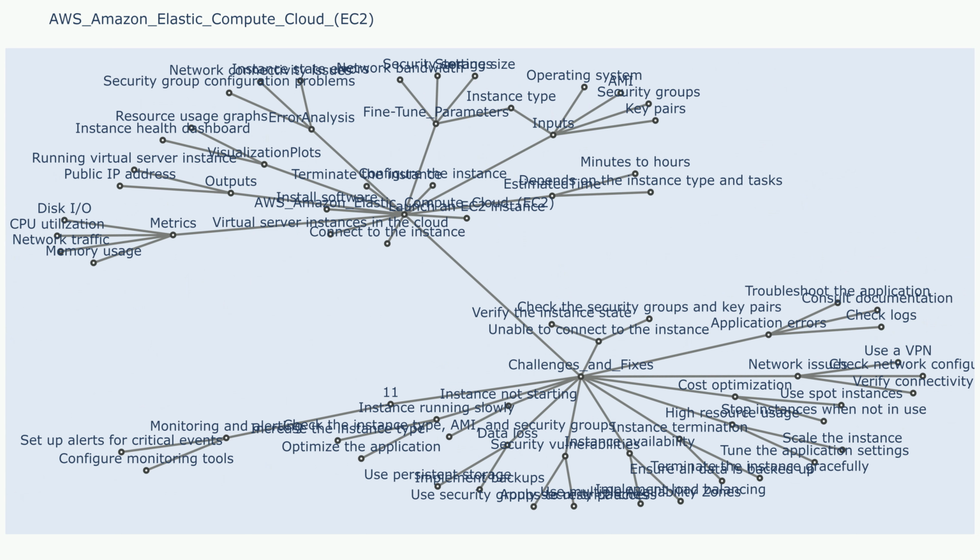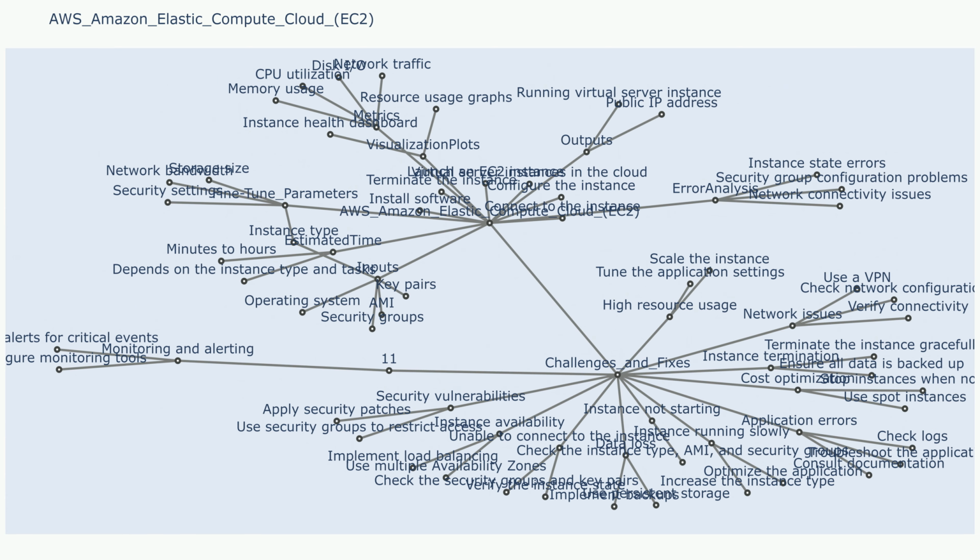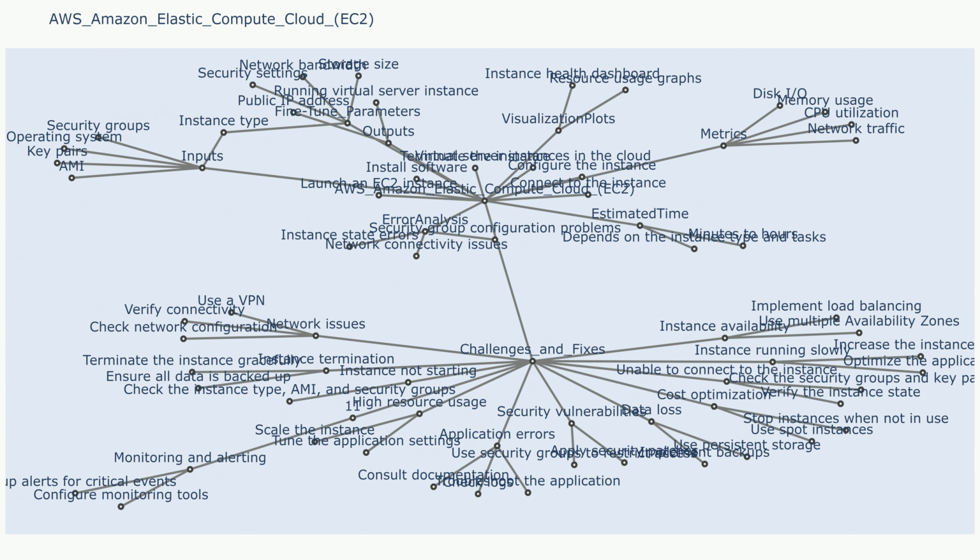Name: AWS CLI or AWS Management Console. Purpose: to interact with EC2 services. Explanation: The AWS Command Line Interface (AWS CLI) or the AWS Management Console are tools used to manage AWS resources. You can use them to launch EC2 instances, configure security settings, and monitor performance.